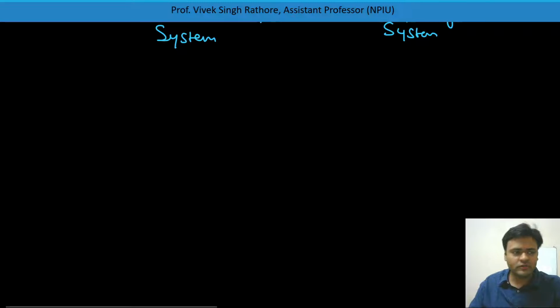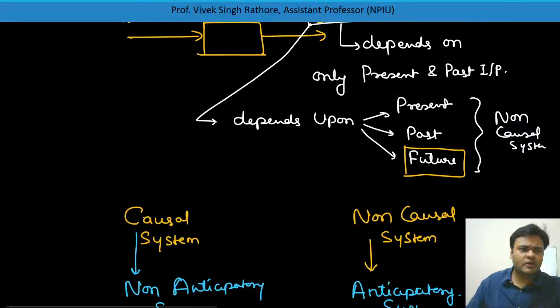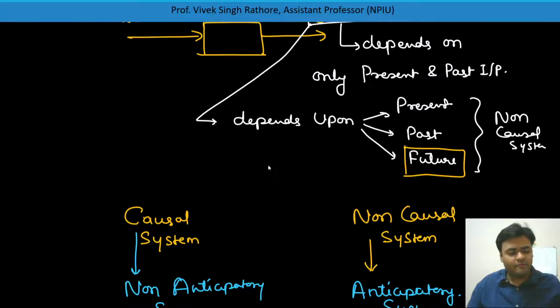Non-causal systems are generally not physically realizable because they depend upon the future value of input. Input exists now, and input has existed earlier, but we don't know what the input will be after some time, the future. That is why non-causal systems cannot be physically realized.